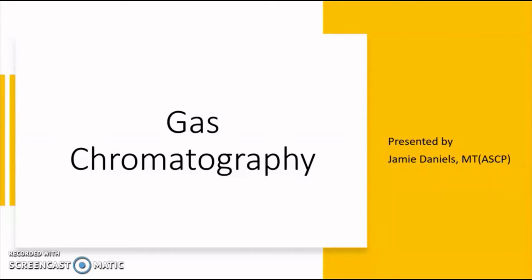My name is Jamie, and I'm going to walk you, the viewer, through identifying the parts of a gas chromatography instrument. We'll be using the GC in the laboratory to identify the presence of methanol, ethanol, isopropanol, acetone, and ethylene glycol in various patient samples.